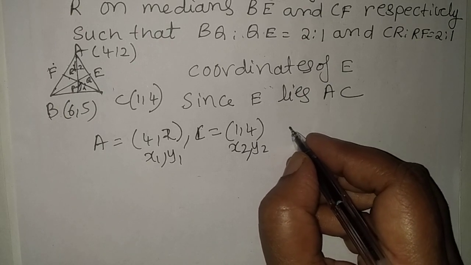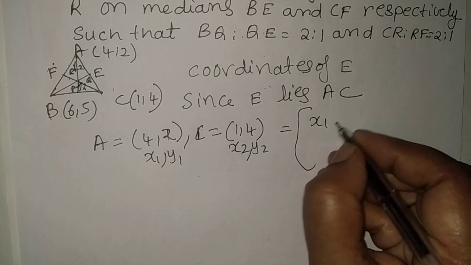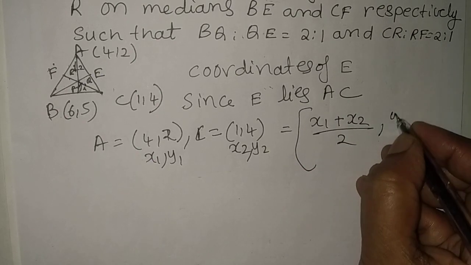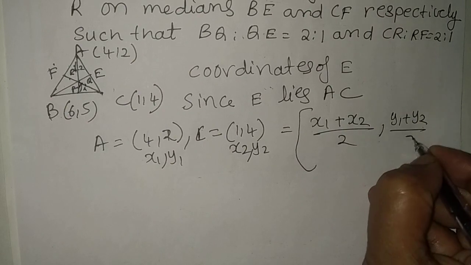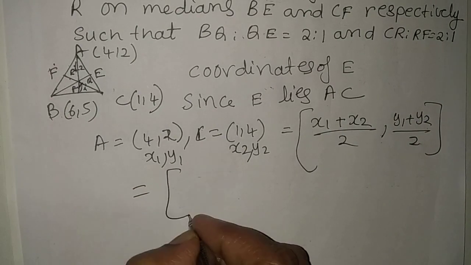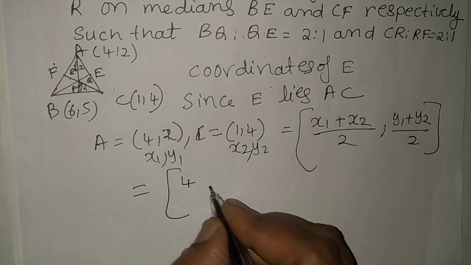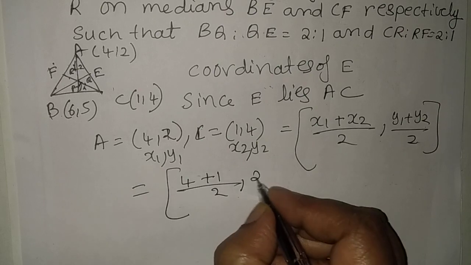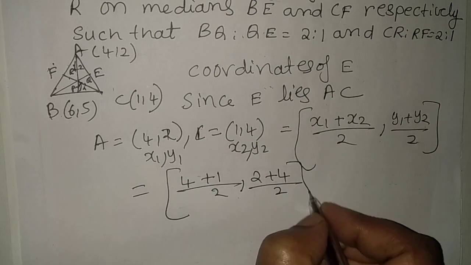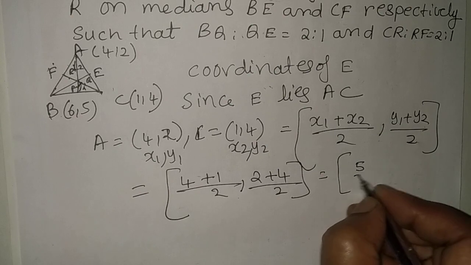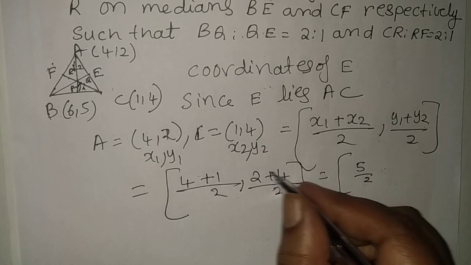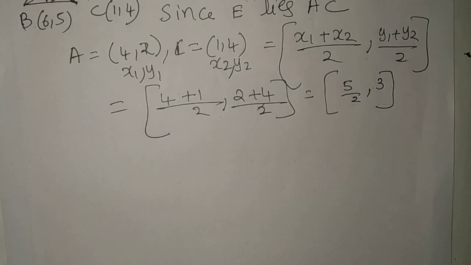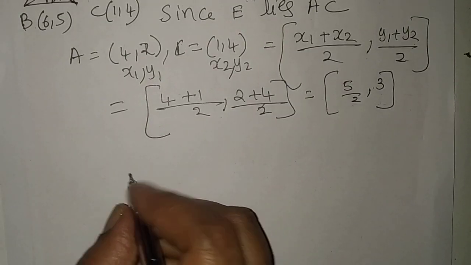Therefore, what is the formula? The formula is (x1 plus x2) by 2, (y1 plus y2) by 2. Substitute this. Then x1 is 4 plus 1 by 2, then 2 plus 4 by 2, which is 5 by 2 and 6 by 2 is 3. So we got (5 by 2, 3).